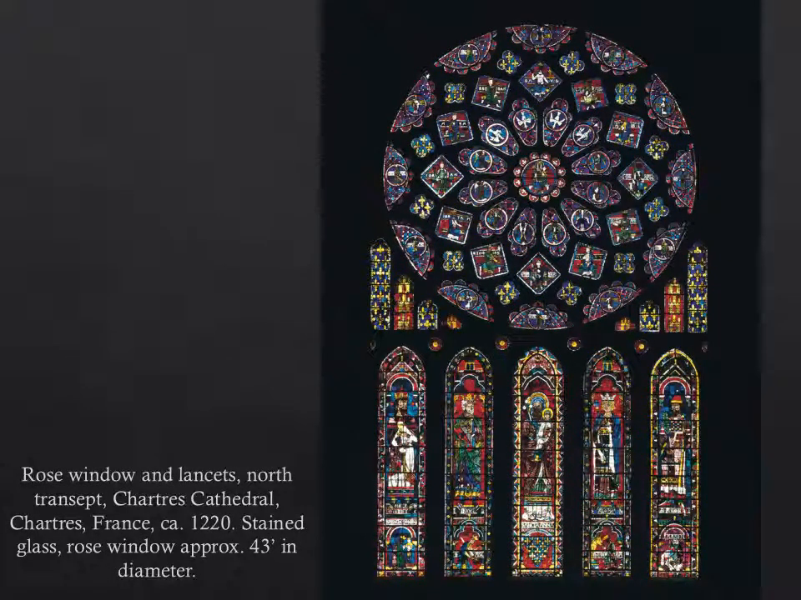One of the crowning features of Chartres Cathedral, though, is the rose window and lancets from the north transept. A fantastic piece. As we look at that rose window, it's approximately 43 feet in diameter. Just insane. So we see this held in place by a very intricate armature of bar tracery. It fills almost the entire facade wall of the high Gothic north transept of Chartres.